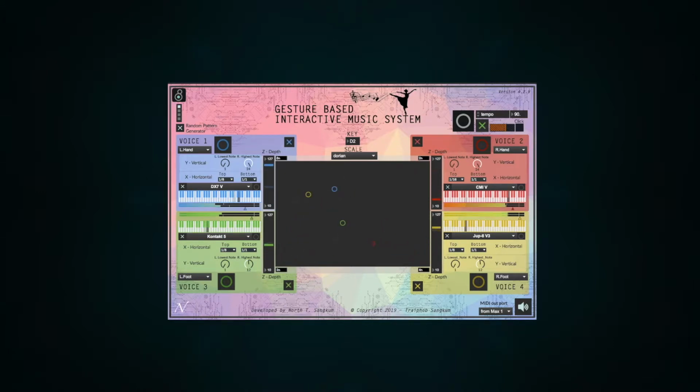Otherwise, this would gain so much additional control that we could assign the gesture to, such as pan control, filter cutoff, delay level, or pretty much any parameter in Ableton.